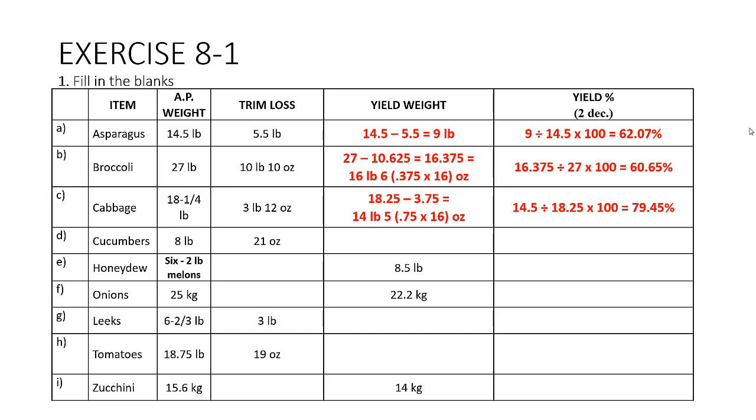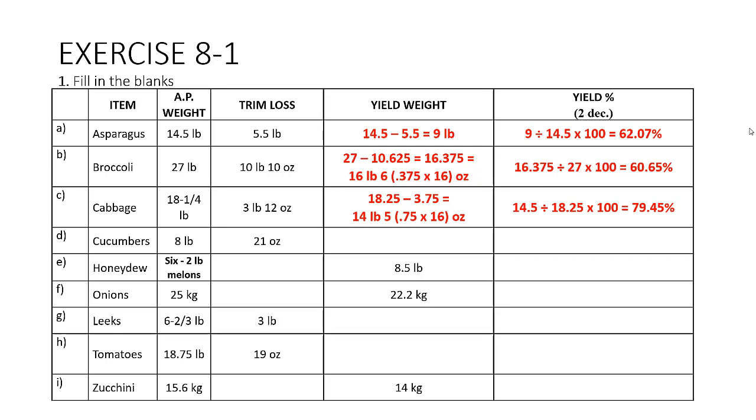14.5 is our EP weight, 14.5 pounds. And we're going to divide that by the 18.25 pounds that we purchased, and of course multiply it by 100, so we get 74.45% as a yield. In other words, 79.45% of our original purchase is available for us to use.